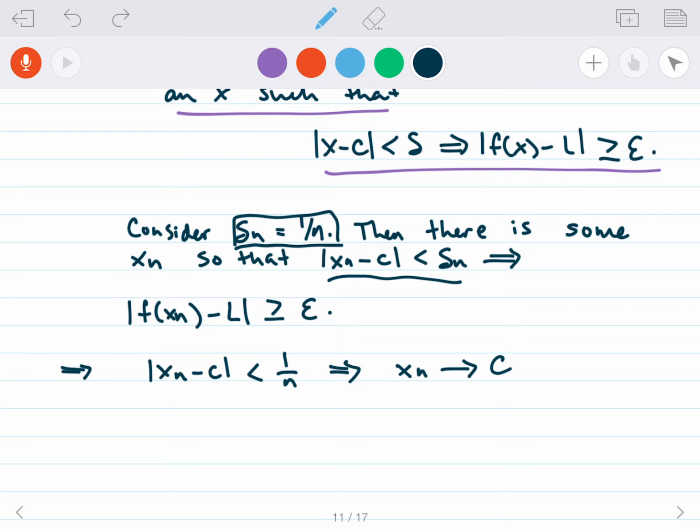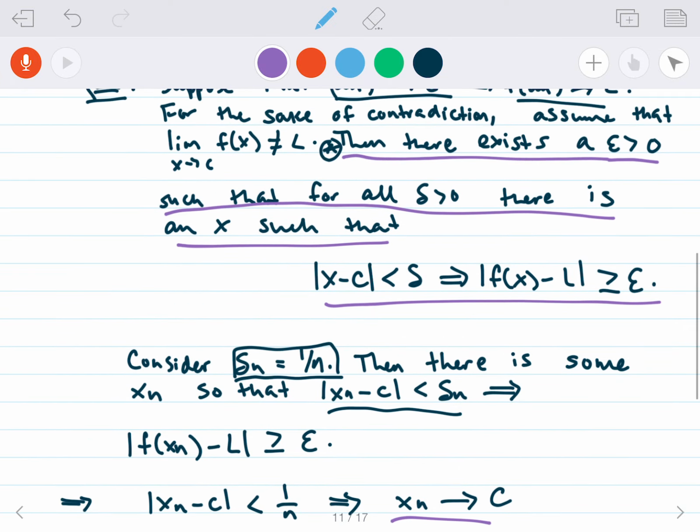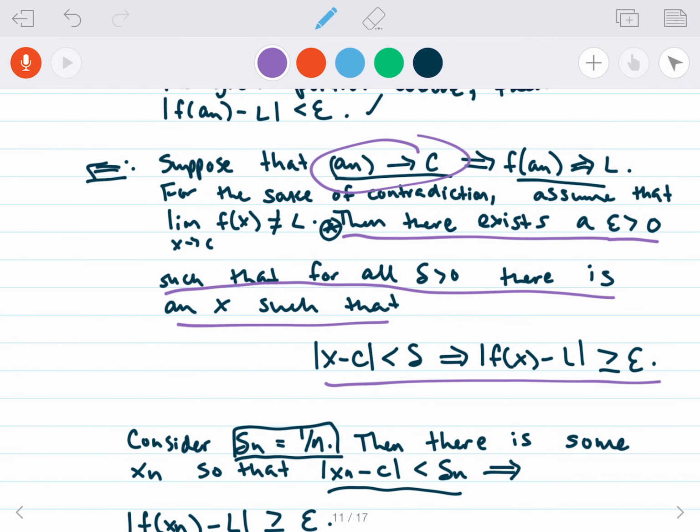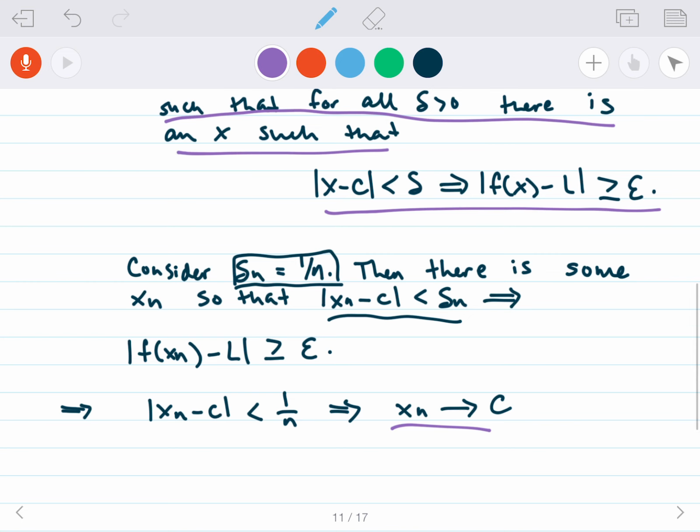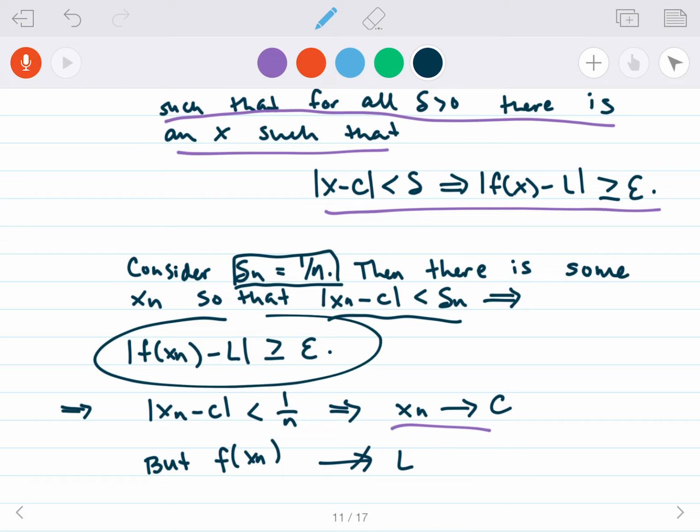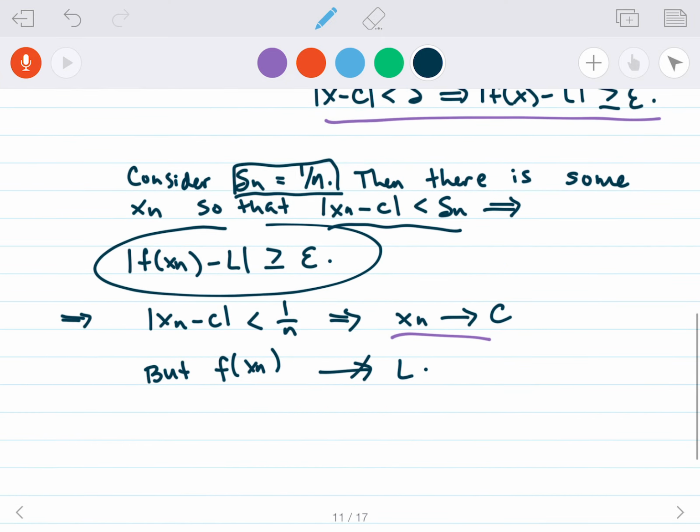Okay, so this is a problem, right? Because we have a sequence that converges to c, and by our hypothesis, whenever we have a sequence converging to c, f of that sequence better converge to L. But that's the issue, right? We have f of xn does not converge to L, right? Because it's bigger than or equal to epsilon. It should be less than epsilon. So this is a contradiction.